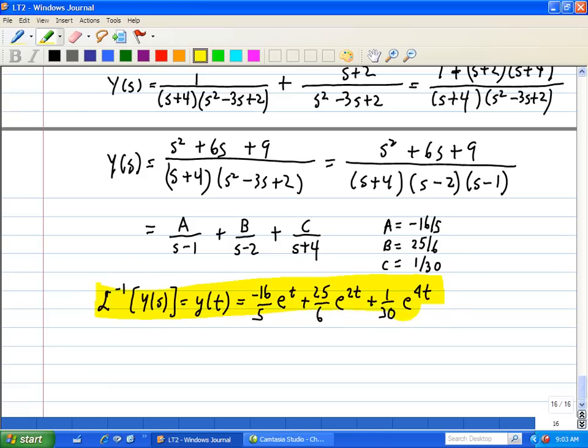Note we use the inverse Laplace transform to go back from the Laplace domain to the time domain, as shown here.